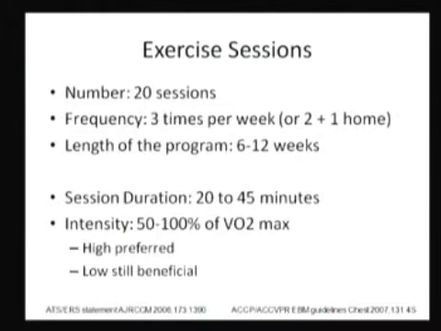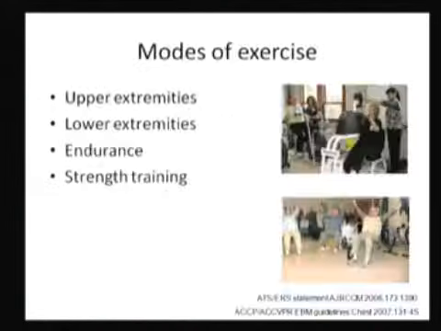I remember I told you we measured the VO2 max, or we tried to estimate it based on the 6-minute walk test initially, and then we would dial in and give an exercise prescription of 50 to 100% of the VO2 max. Usually high intensity is preferred, but patients who cannot tolerate that would still benefit with low exercise intensity.